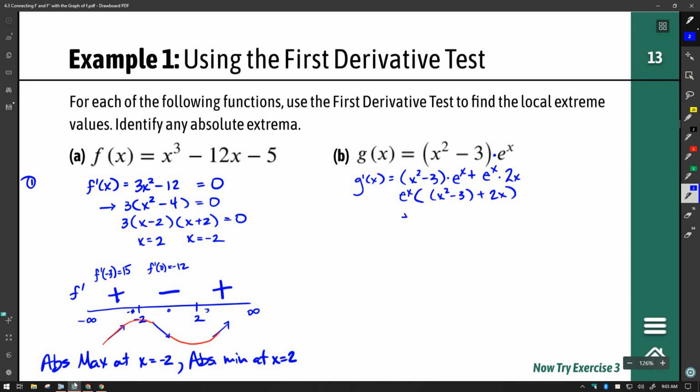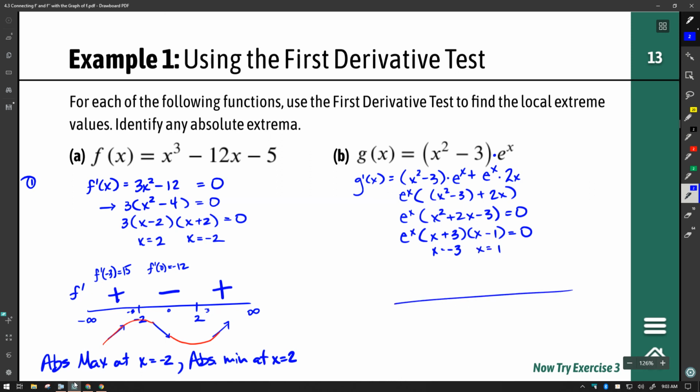So if we rewrite this a little bit neater, we have e to the x times x squared plus 2x minus 3. Critical values are where this is equal to 0. So we're going to solve, and I can do that by factoring. We'll leave the e to the x here. x squared plus 2x minus 3 factors into x plus 3 times x minus 1, which gives us a critical value at x equals negative 3 and at x equals 1.